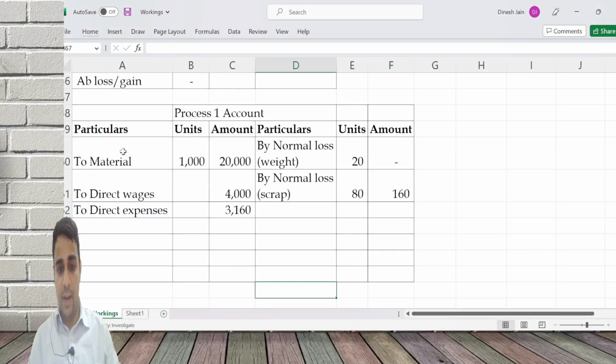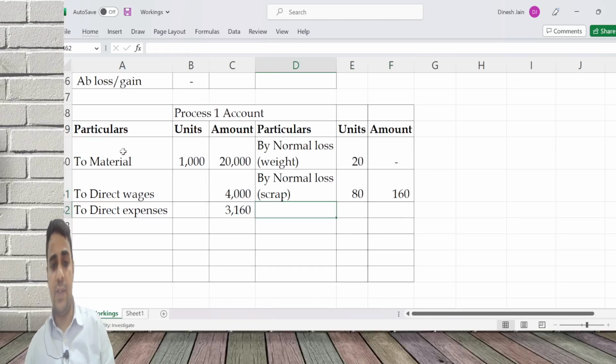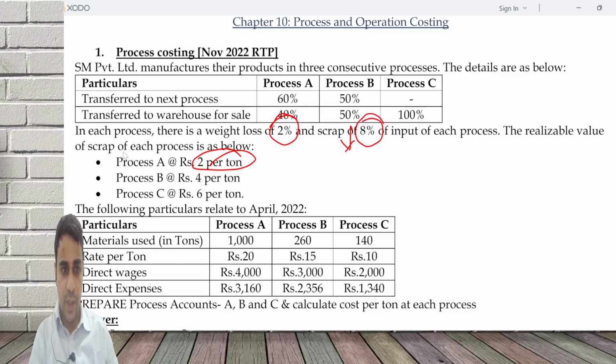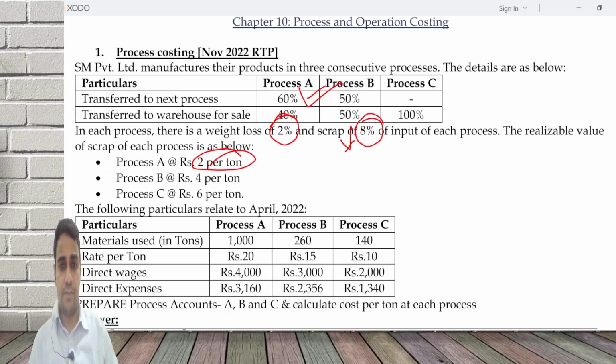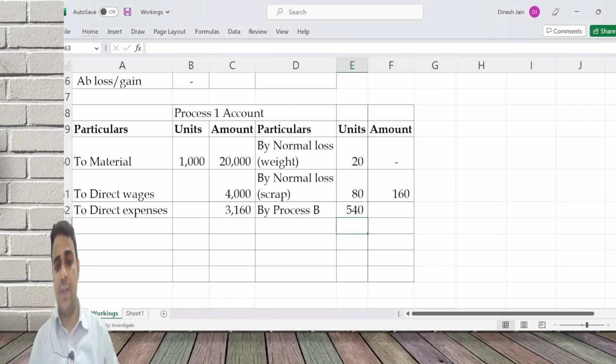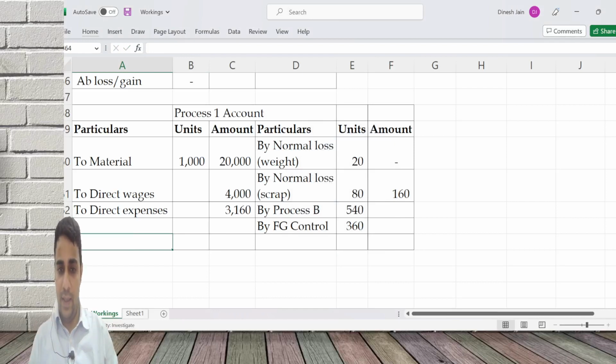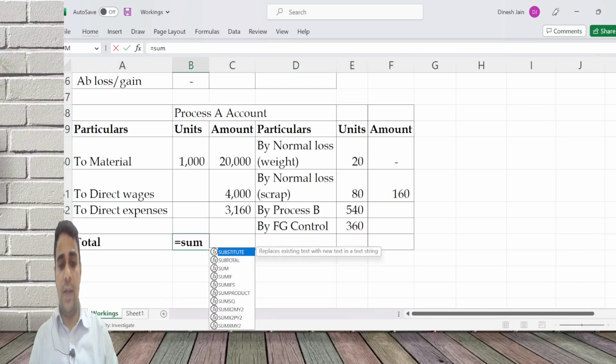Now, whatever 900 units we have produced, the question says that you are going to transfer 60% to process B, and the balance will go to warehouse. So by process B 540 units, and by FG control 360 units. No abnormal loss, no abnormal gain. Process A account total: units should get tallied at this stage.